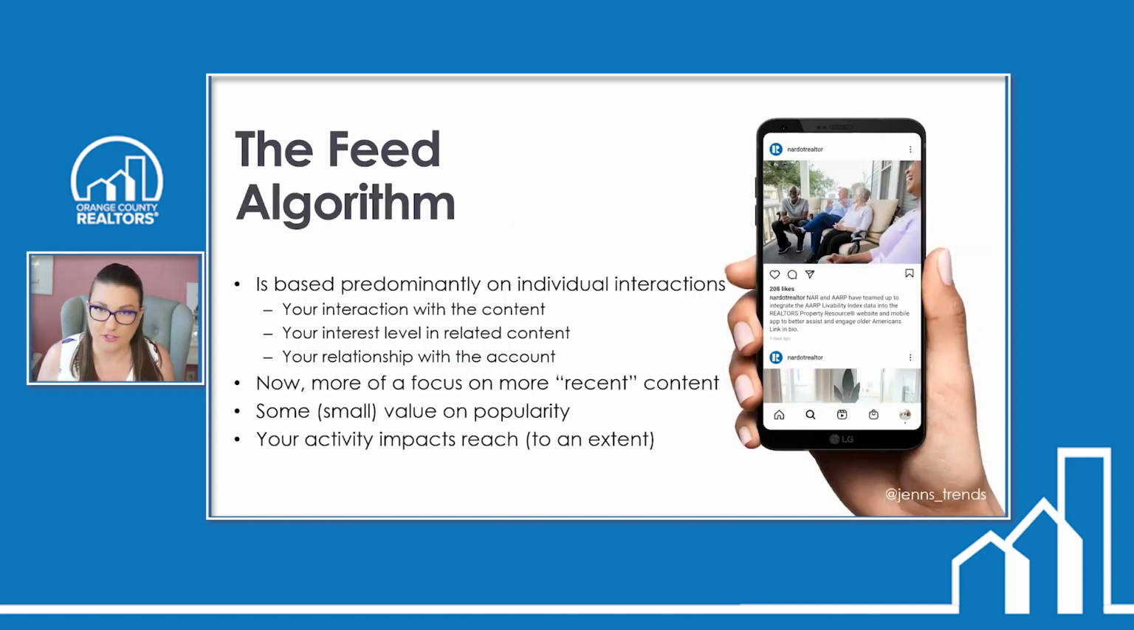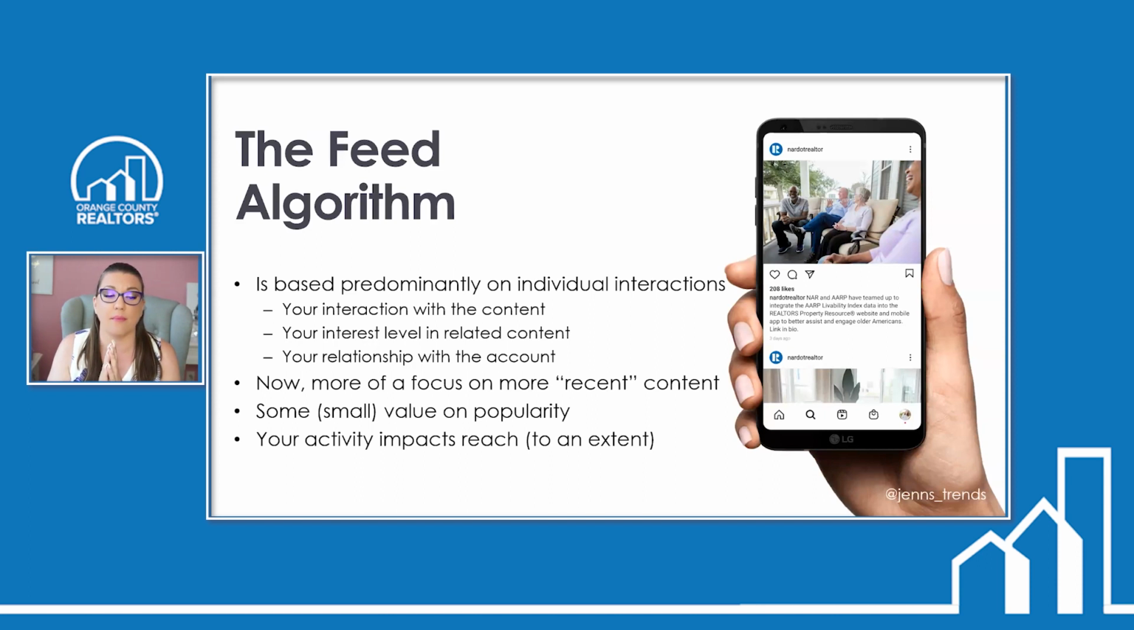Speaking of algorithm, you've heard me mention that word a few times already. So let's talk really quick about the feed algorithm. It is based predominantly on your individual interactions. It is a one-to-one relationship, meaning if you follow me, how you interact with my content determines where my content appears in your feed. It is not the same as Facebook. Facebook is a popularity contest. The better content performs on Facebook, the more people they show it to. Now, Reels does have more of that popularity component, but in general, when it comes to the feed, it is a one-to-one relationship. So the more you interact with my content, the more you see my content, regardless of what everyone else is doing with that post.